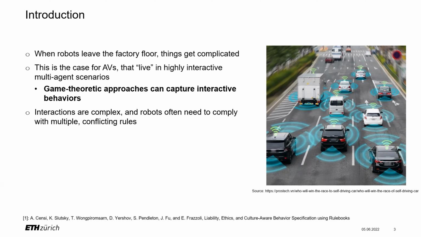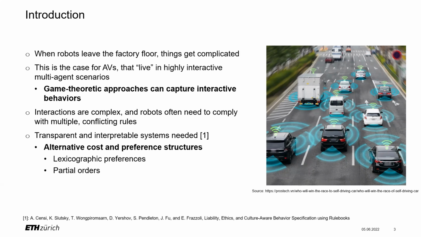Furthermore, the interactions are complex, and vehicles or robots often need to comply with multiple and also potentially conflicting rules and objectives. And there is also a need by regulators and the industry for transparent and interpretable systems such that accountability is possible and so on. So these 2 points speak in favor of using alternative costs and preference structures, which I will talk about in detail later, such as lexicographic preferences and partial orders.